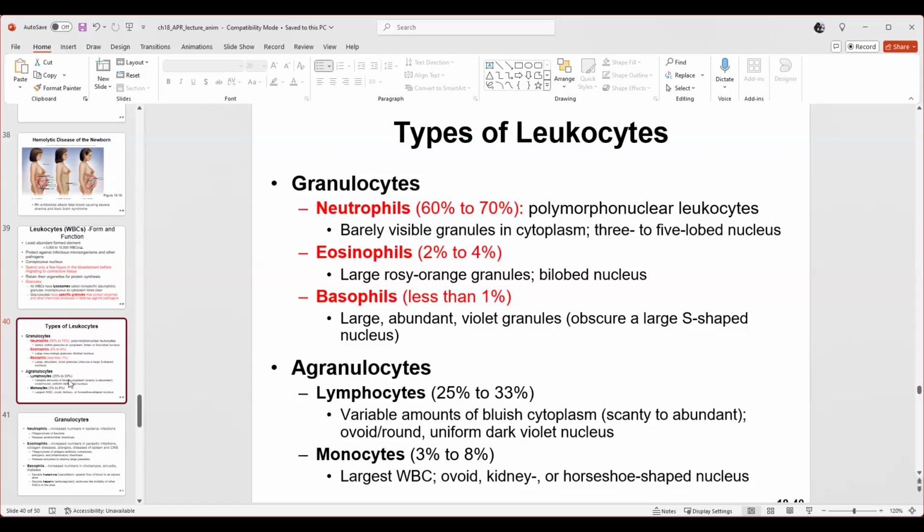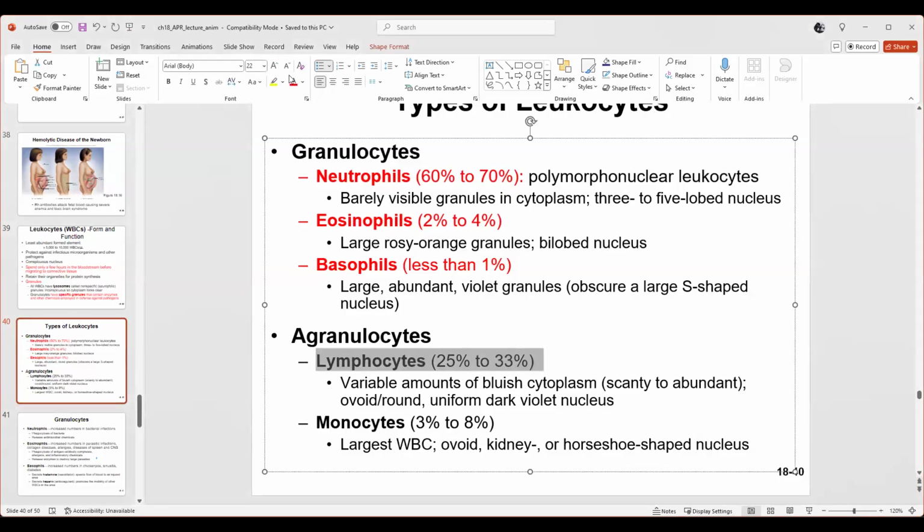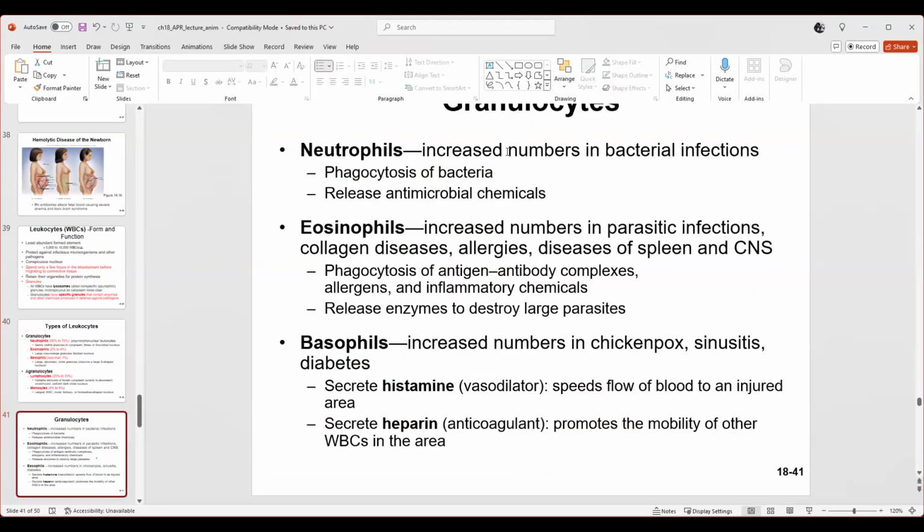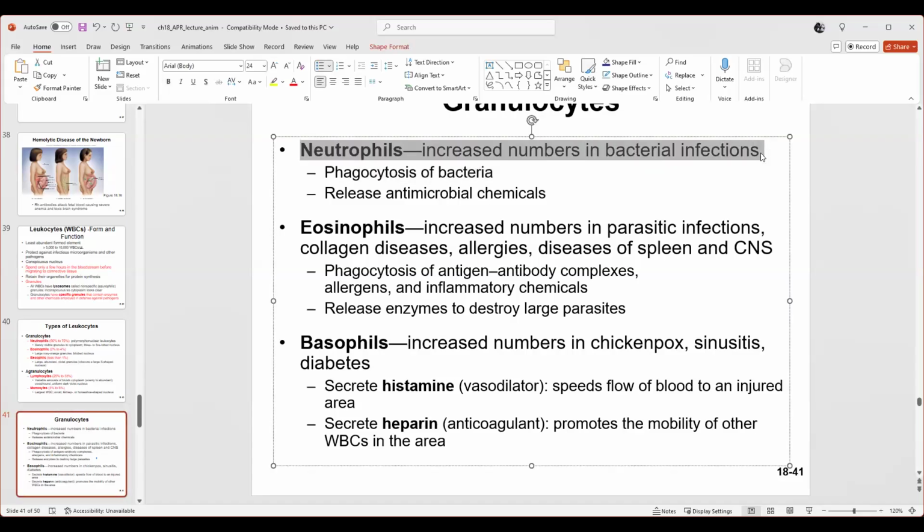Now, what we're going to see next are these guys, lymphocytes. But with neutrophils, it's bacterial infections. Eosinophils, the big one is parasitic infections. Now, what is the most common parasitic infection in the world, the one that kills more people than any virus or bacterium combined? Yep, malaria.